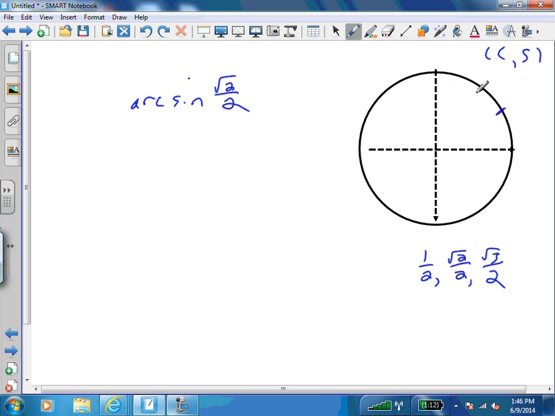So if we look at our 3 special angles, 30, 45, and 60, this has a y of 1/2 because that's the smallest. This has a y of root 3 over 2 because that's the largest. That has a y of root 2 over 2. So we have a y of root 2 over 2 for what angle? 45 degrees. What is that in terms of radians? pi over 4.